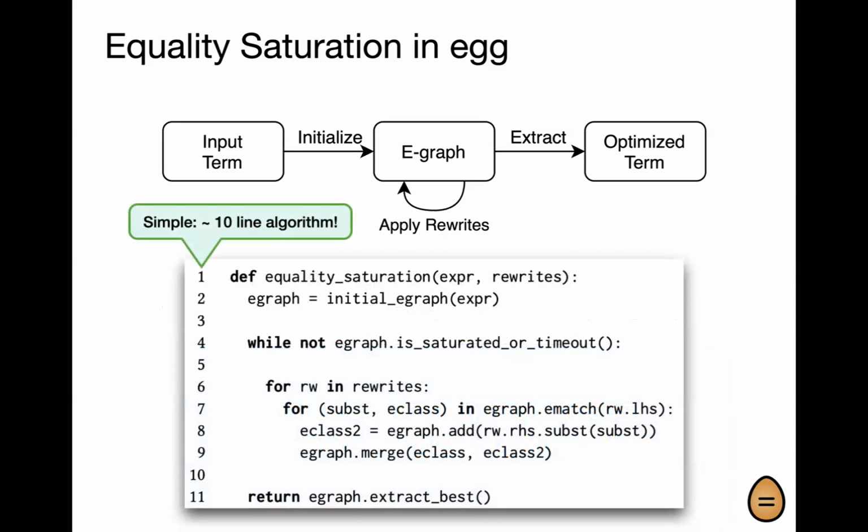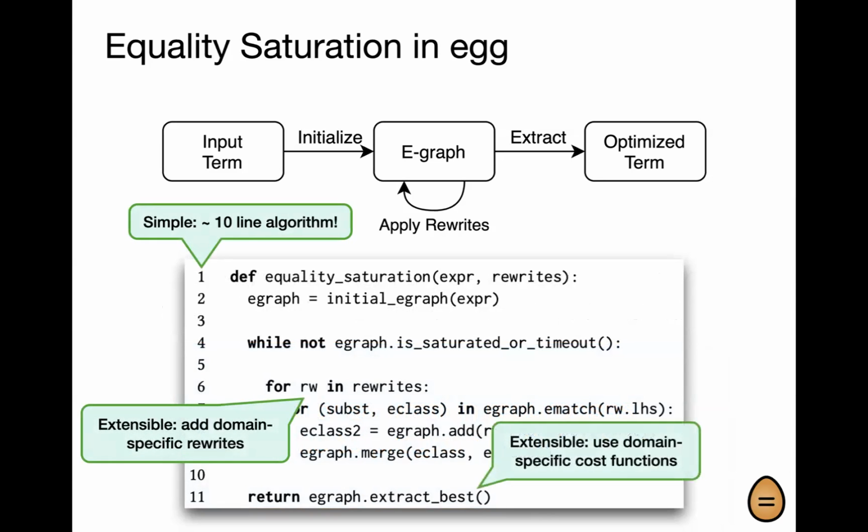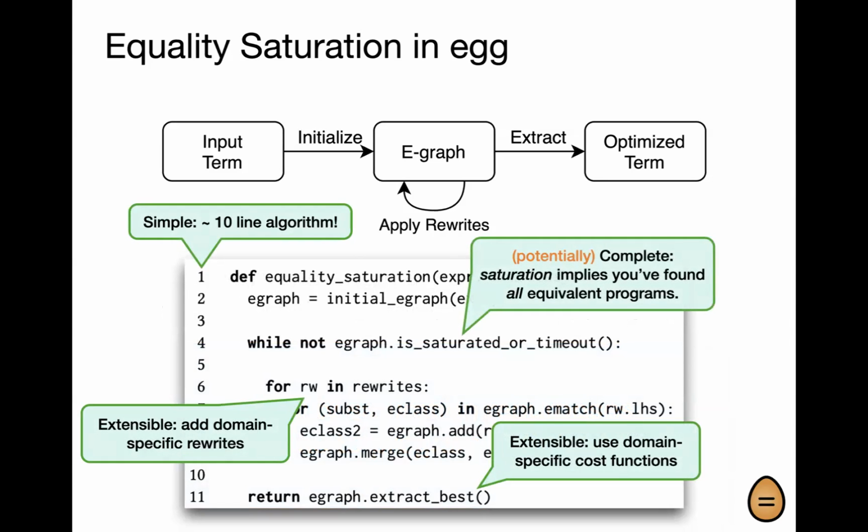It's a nice algorithm. It's like 10 lines long. It's pretty extensible. I can add domain-specific rewrites. I can use a domain-specific cost function for extracting the best program. And one thing that's really nice is that it's potentially complete. If you actually saturate the egraph, right, if you go through an iteration trying to find additional rewrites and you don't find anything new, what that means is that you found every equivalent representation of your input program with respect to the rewrites you're using in equality saturation. And then if you select the best one from that, well, you actually have a guarantee of optimality. And there's more about this approach in our POPL 2009 paper.